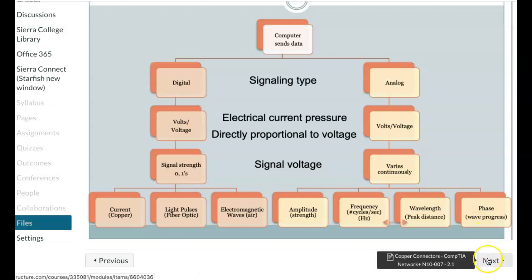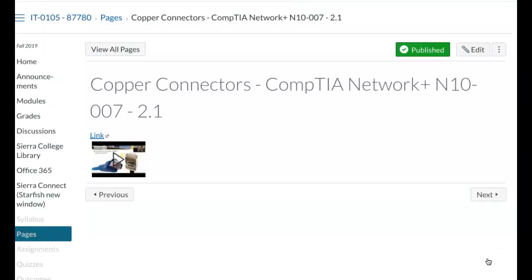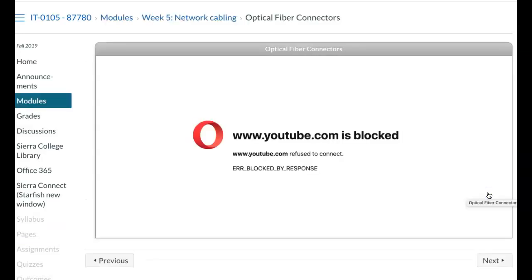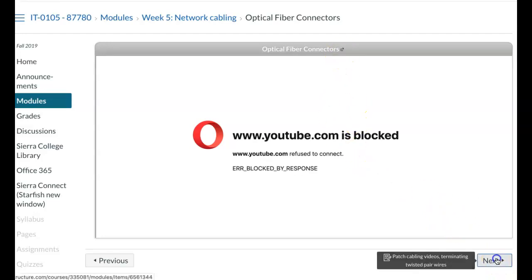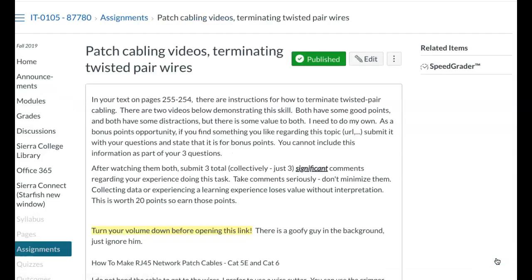Okay, then the next thing in here for this week is looking at the copper cables. I put several videos in on this stuff. This one is about copper cabling connections. The next one is fiber optic. That's an issue, so I'll reload it.